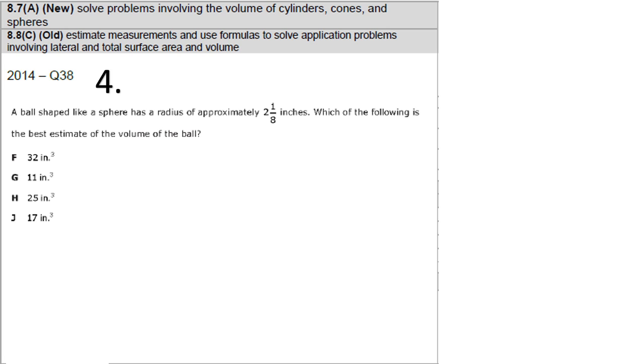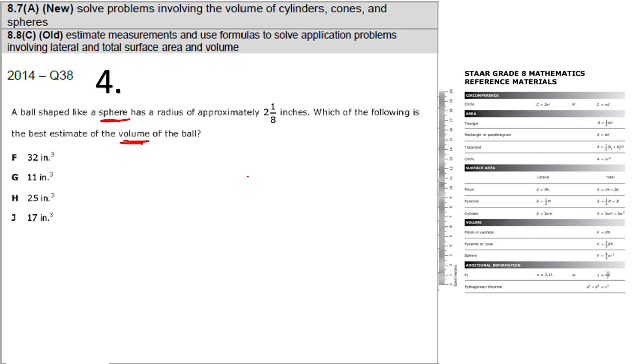Next question. We have a new shape in this question. This shape is what? This shape is a sphere, and it's talking about volume. So let's look at our math chart. Sphere is right here. Volume, that's a formula we haven't used yet.